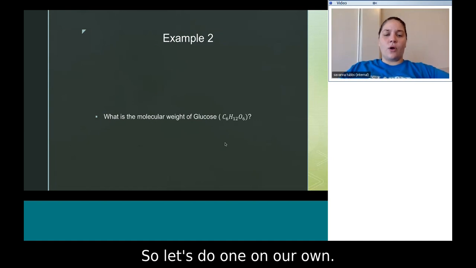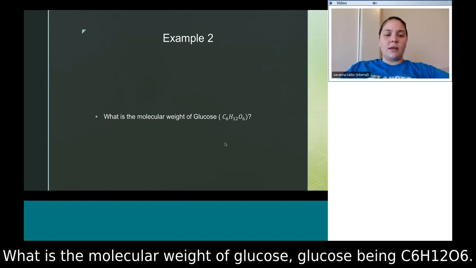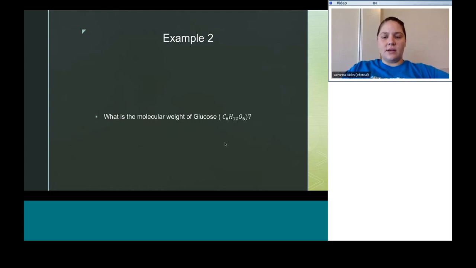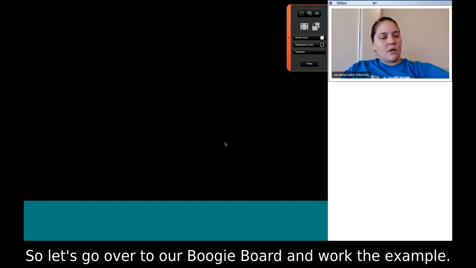So let's do one on our own. What is the molecular weight of glucose? Glucose being C6H12O6. So let's go over to our boogie board and work the example. So we have C6H12O6.